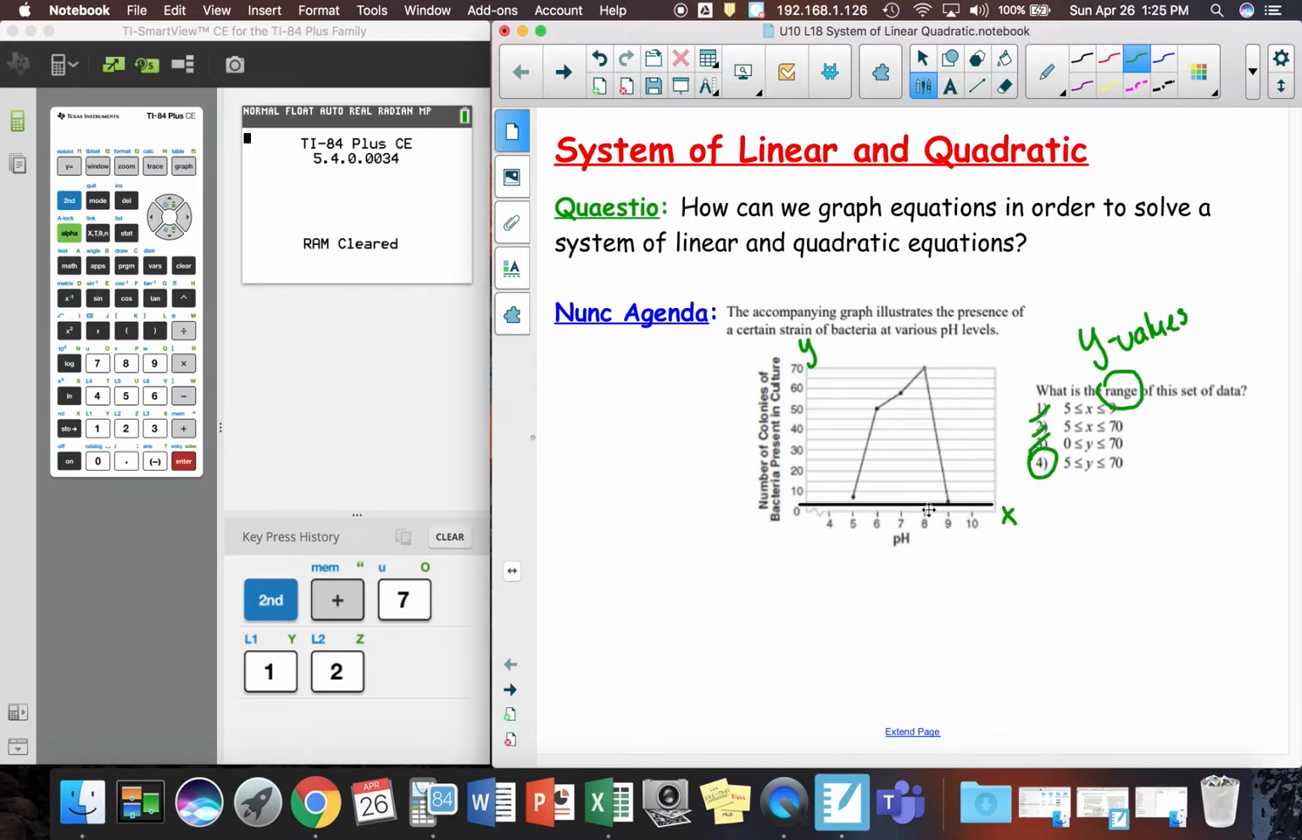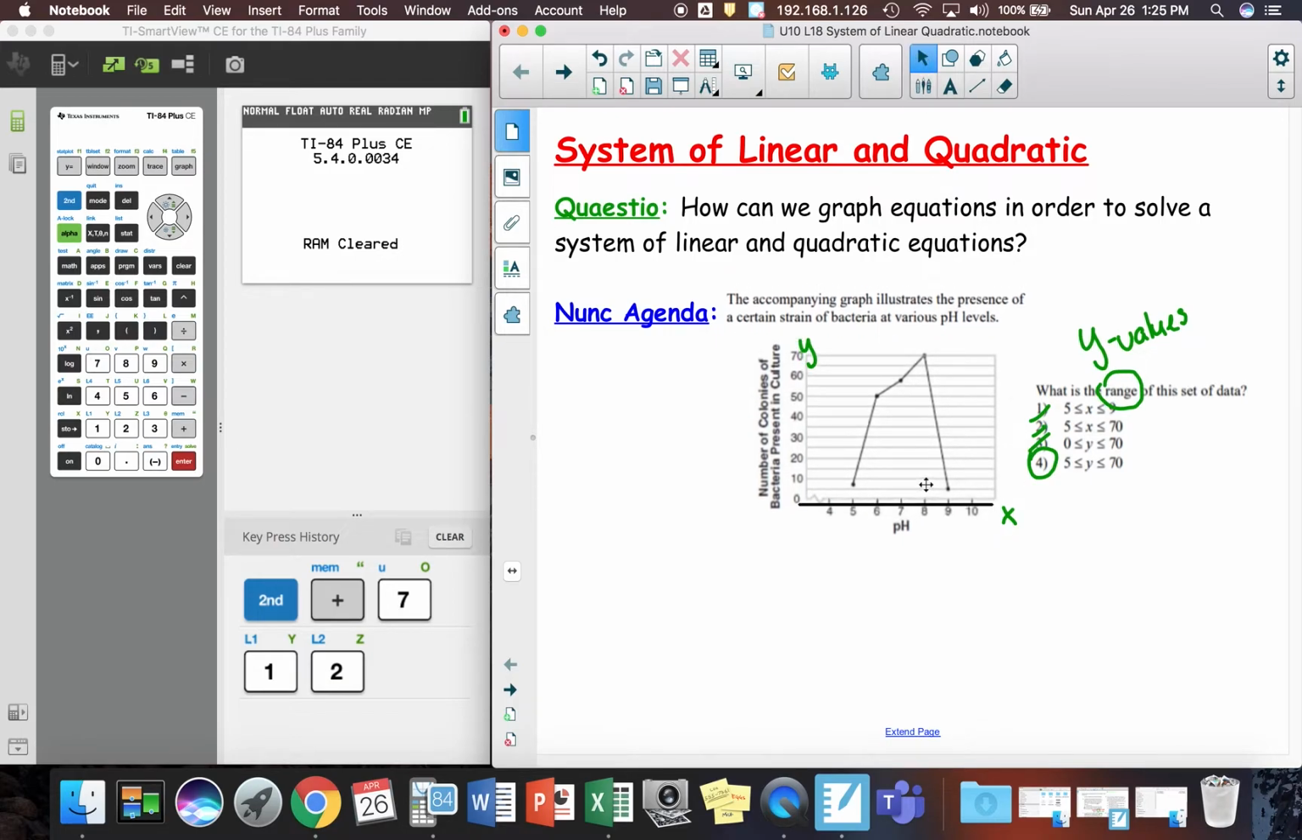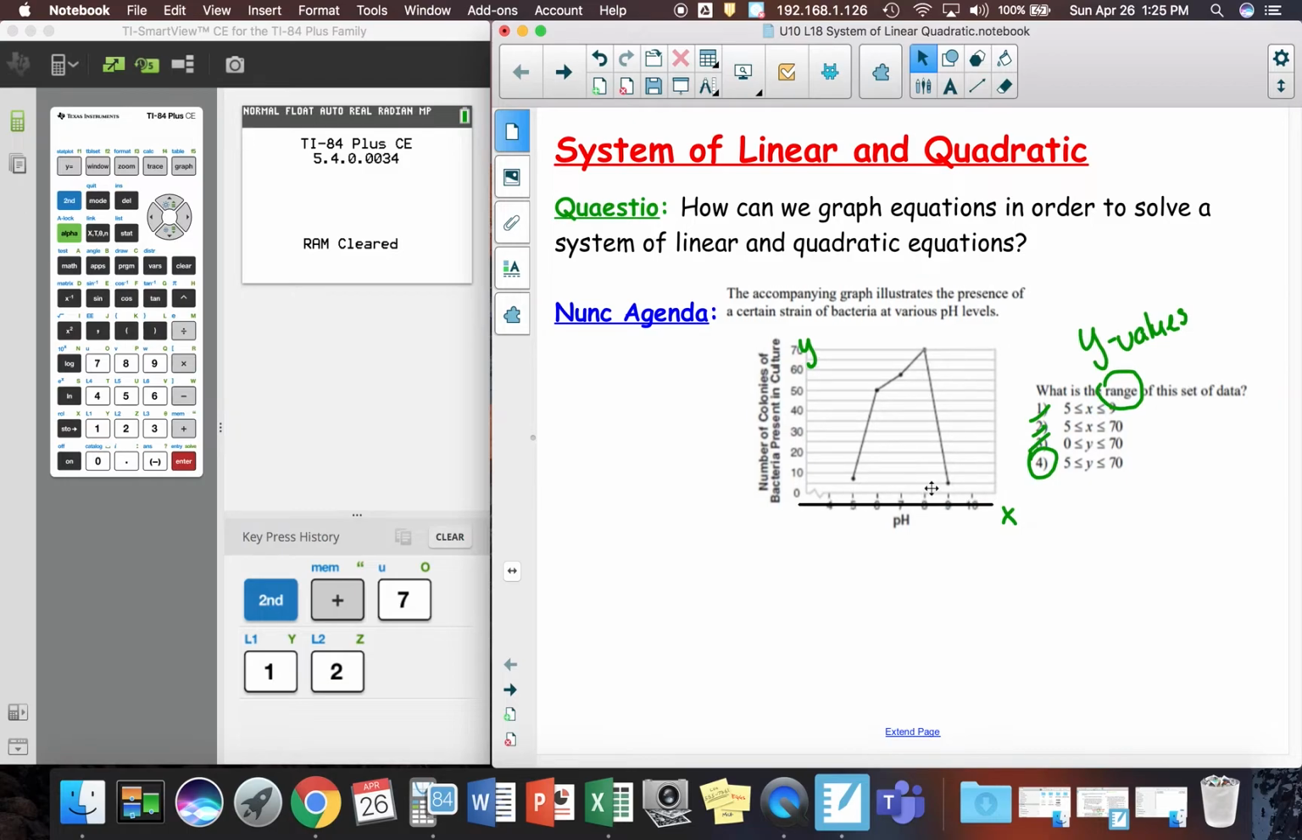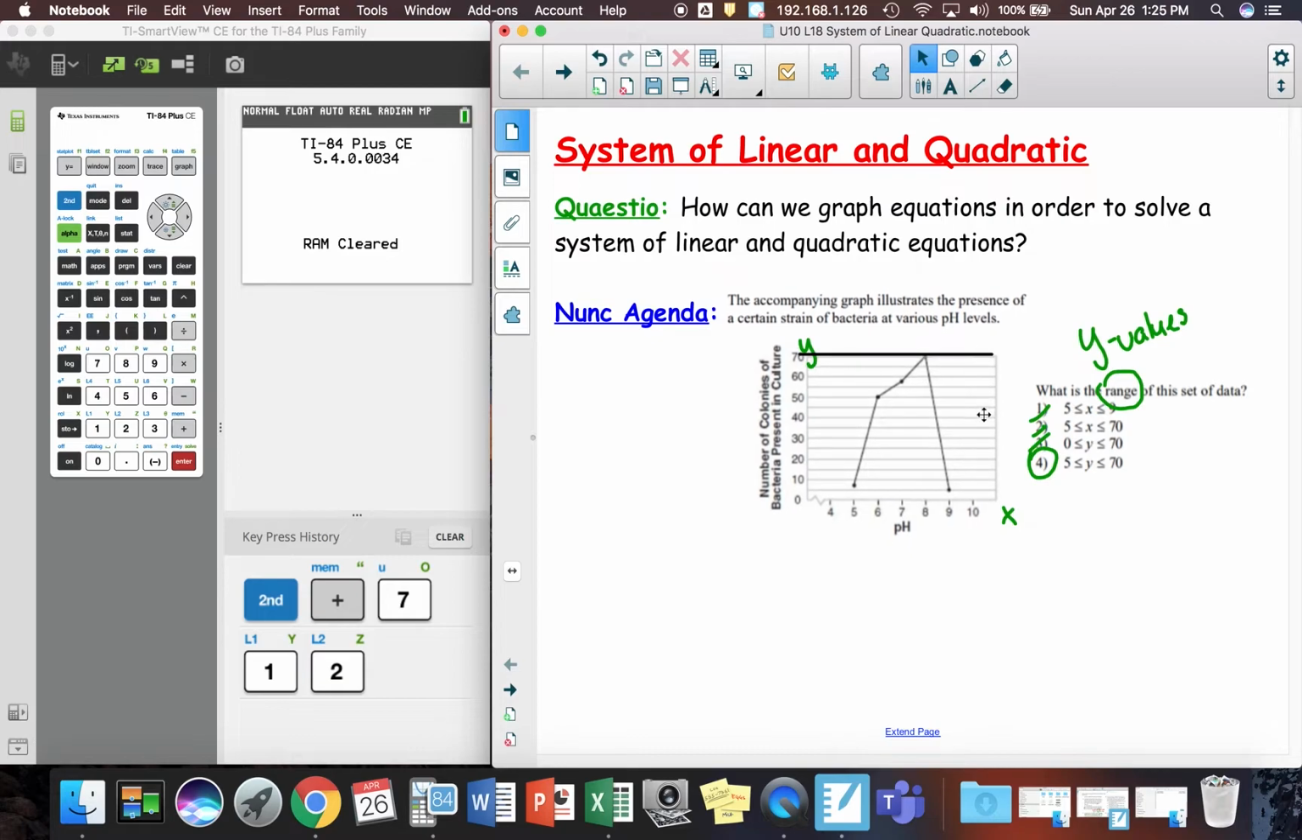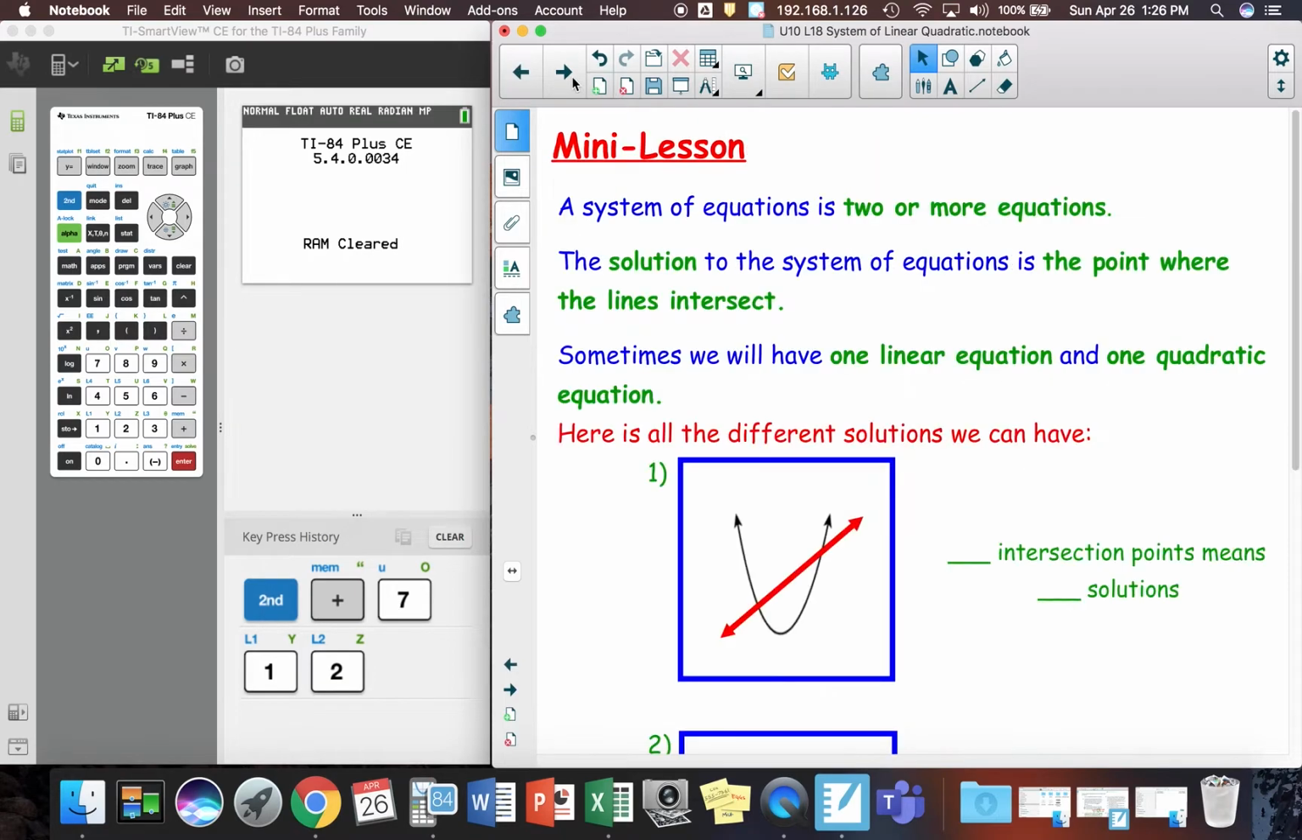I found the lowest point. Let's find the highest point now. I take the same line and drag it all the way up. I see that this is the highest point right over here, and the highest point for this graph is 70. So the range for the y-axis is from 5, the lowest point, all the way up to 70, the highest point. So it's answer choice 4. That's more of a review that we've done before.